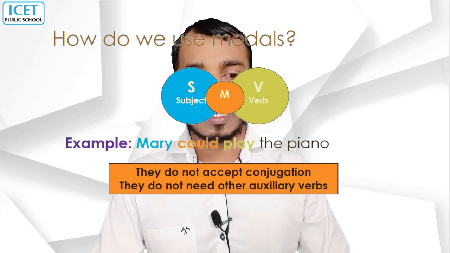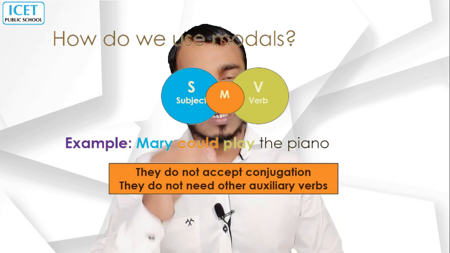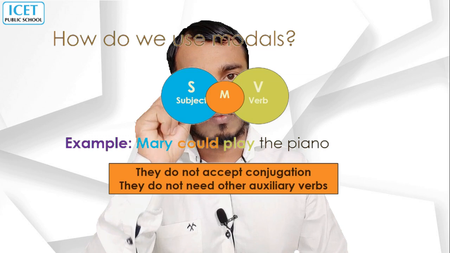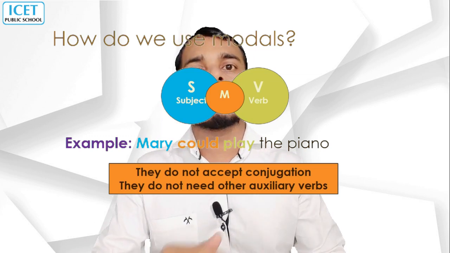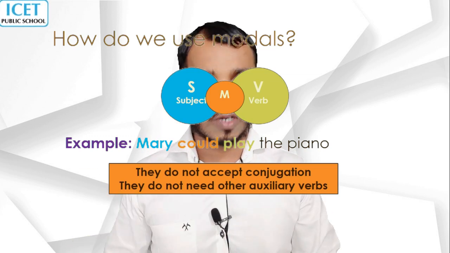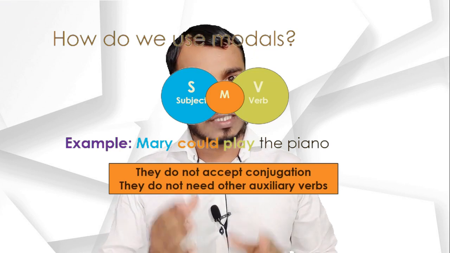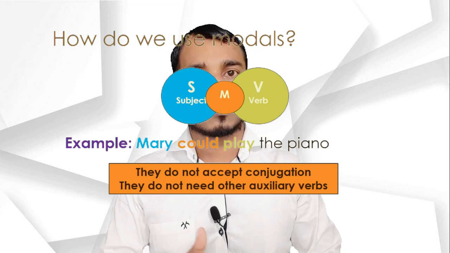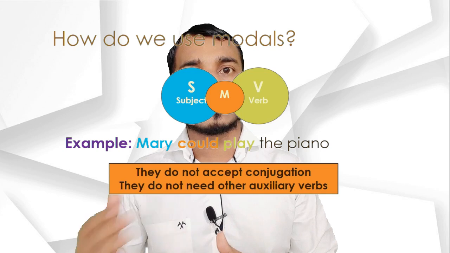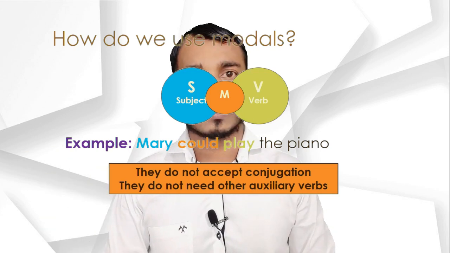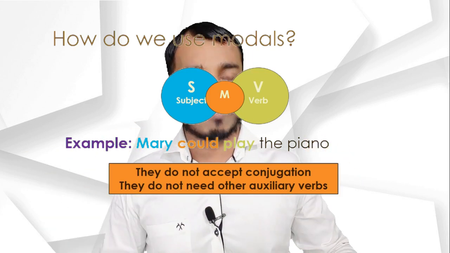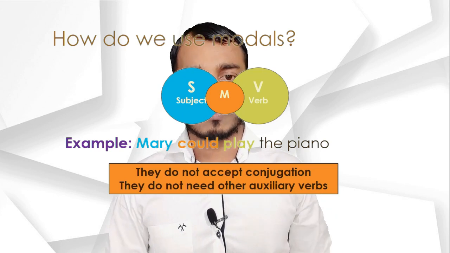They do not need other auxiliary verbs. If there is a modal auxiliary in a sentence, then there is no need of another auxiliary for the modal auxiliary. Understood? It's already an auxiliary verb. So an auxiliary verb doesn't need another auxiliary verb. Okay, these are the basic things you must know about them.